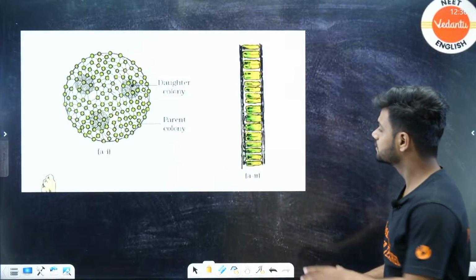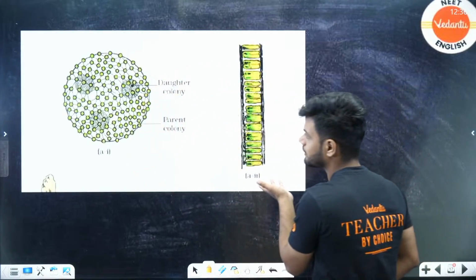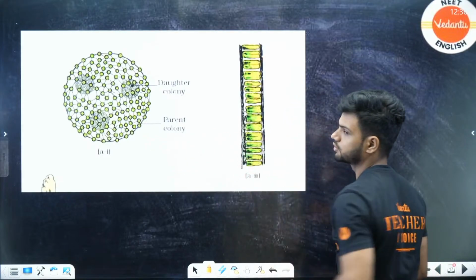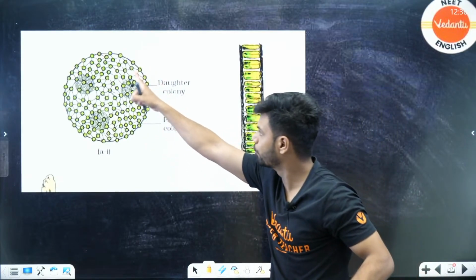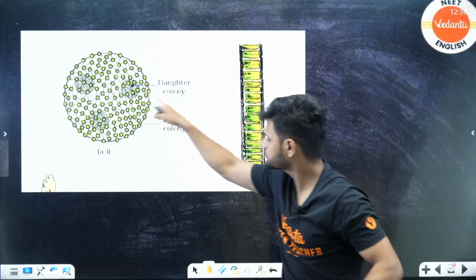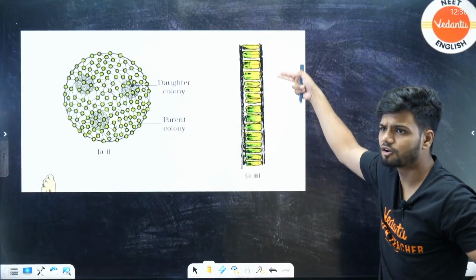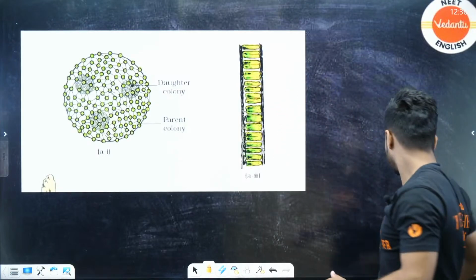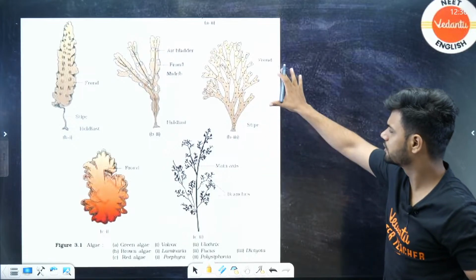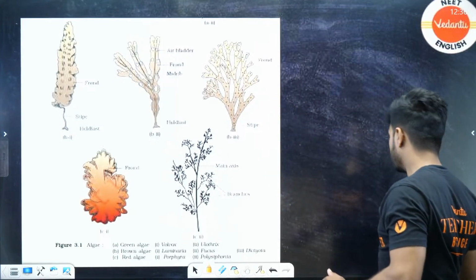Now, this is a diagram of your NCERT, which is given in NCERT. This is Volvox and this is your Ulothrix. Volvox, which is colonial algae, see parental colony and daughter colony inside. And this is filamentous algae, that is Ulothrix. Now students, this will come back to later on. That is brown as well as the red will come to later on.